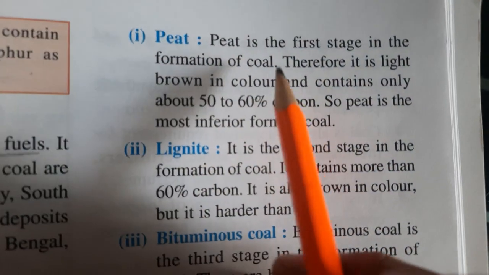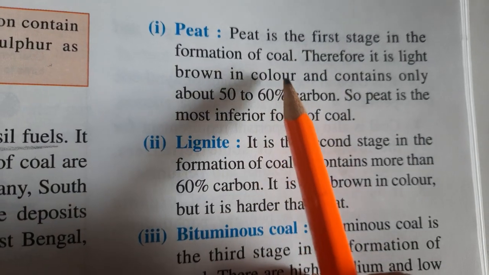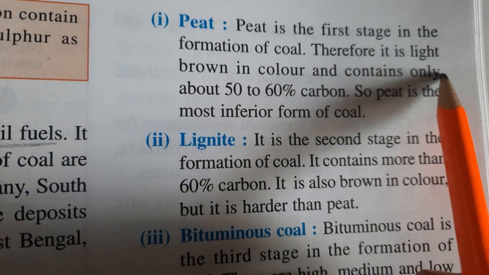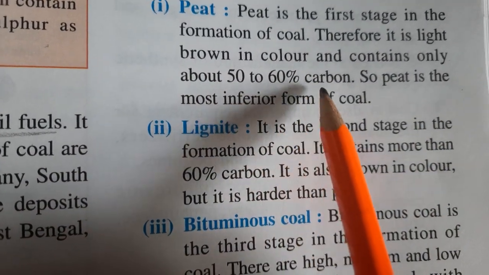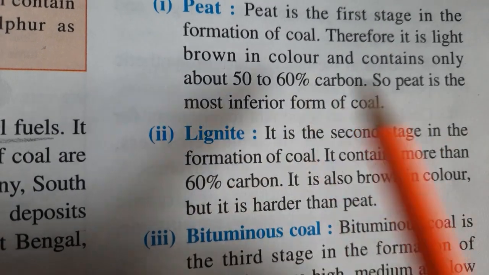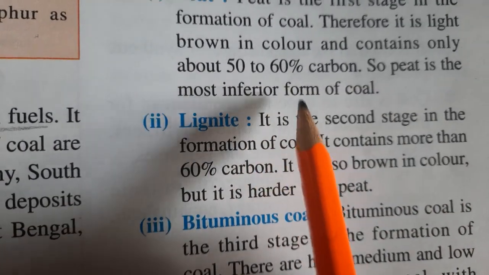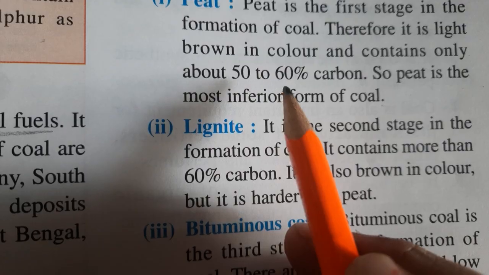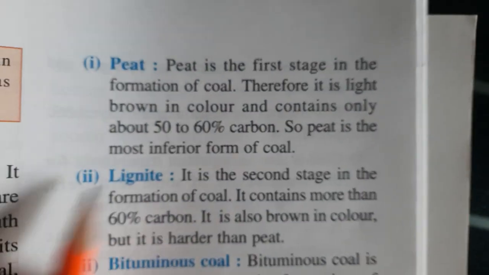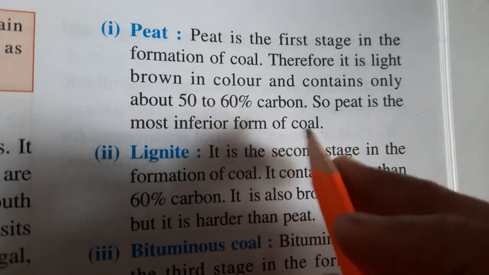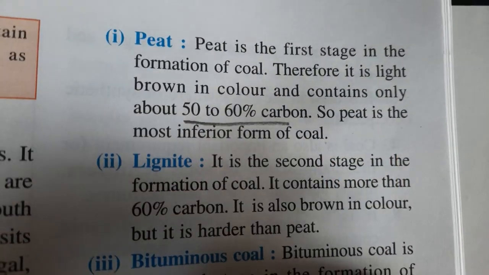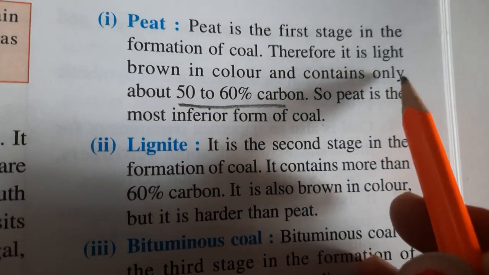What is the meaning of peat? Peat is the first stage in the formation of coal. It is light brown in color and contains only about 50 to 60% carbon. So peat is the most inferior form of coal. When we get peat, it has only 50 to 60% carbon present in it. That is why it is light brown in color.